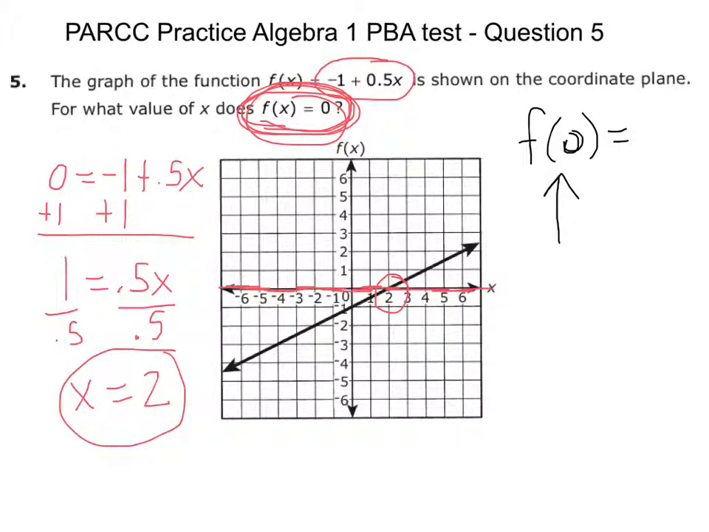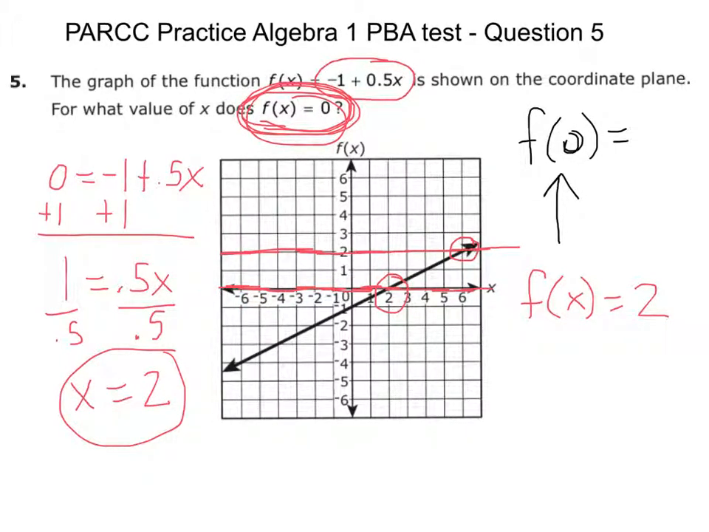Now, let's say they would have said f of x equals 2. Then you would have drawn a line right here and saw where it crossed 2, right? And you can see it crosses 2 at 5. But since they said f of x equals 0, they're saying, where does it cross the x-axis?